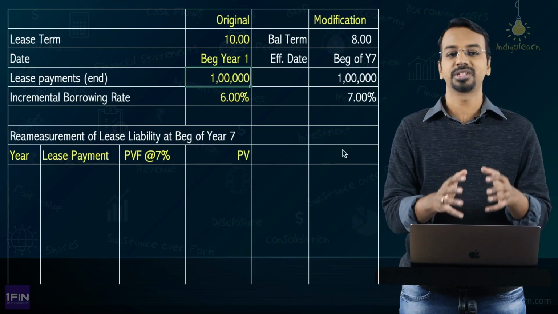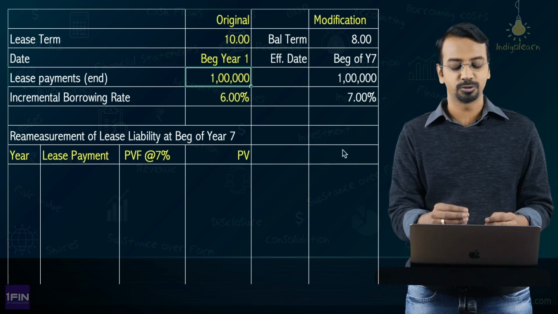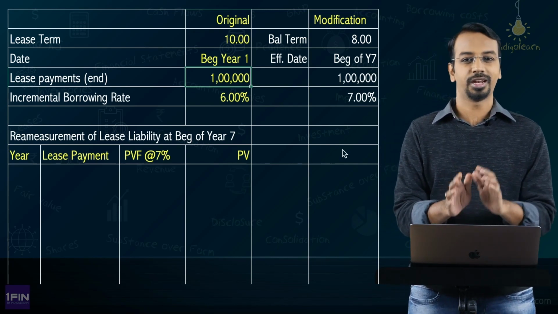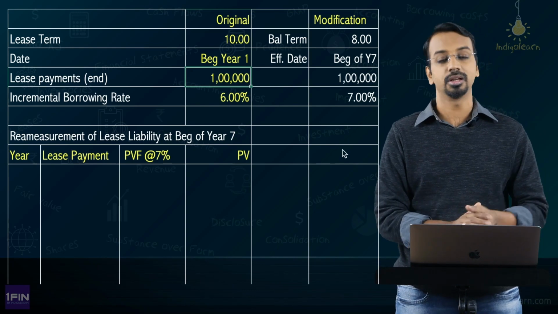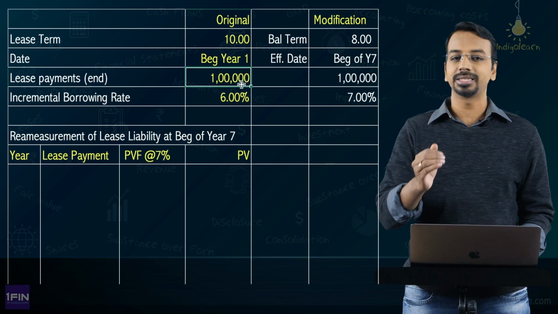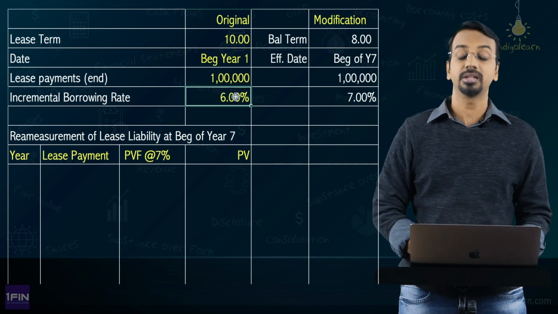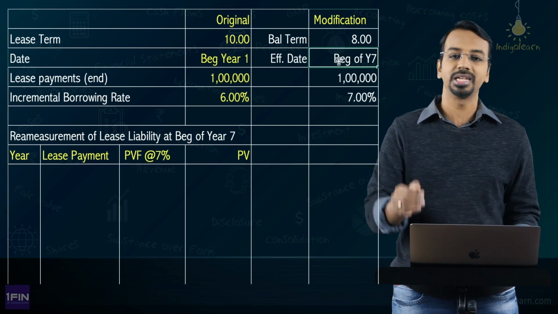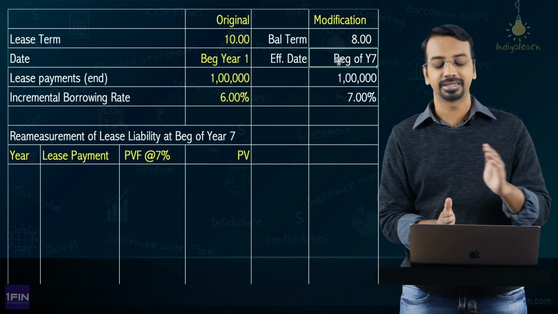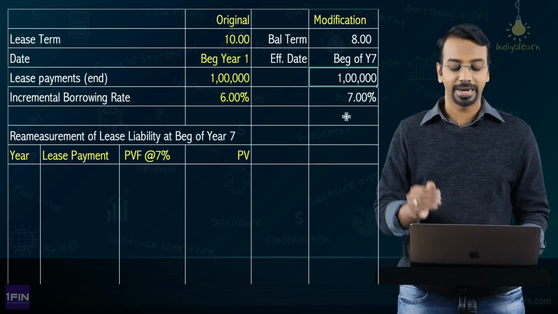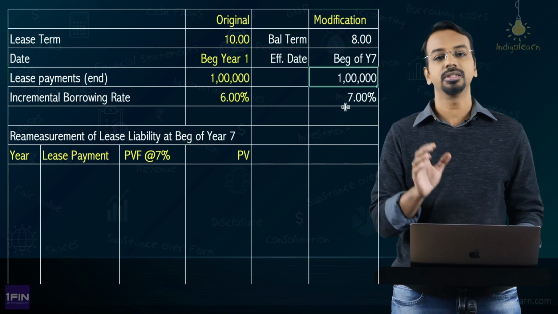So I have summarized the information given in the question. They have not given us a date, so we can assume that the lease commences from the beginning of year 1, and year 1 itself is the financial year or the accounting period that we need to consider. The original term was 10 years, 1 lakh per year, payable at the end of each year at a rate of 6%. After the modification, made effective from the beginning of year 7, we have 8 years left. In those 8 years, you will have to pay 1 lakh every year at the end of each year, and 7% is the discount rate.